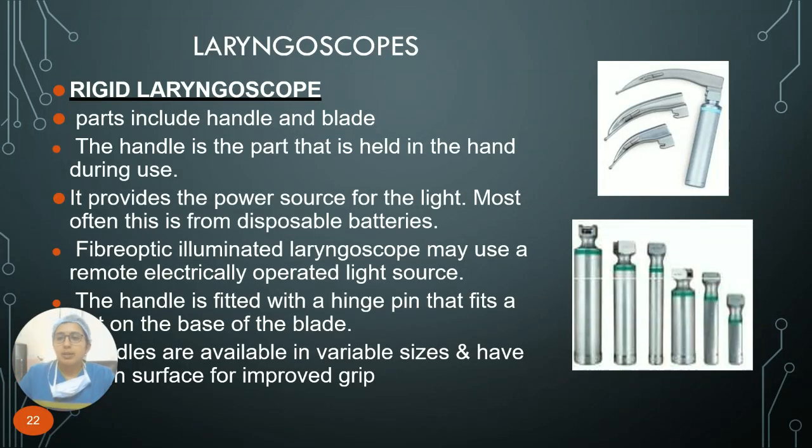Rigid laryngoscope. Parts include the handle and the blade. The handle is the part that is held in the hand during use. It provides the power source for the light. Most often, this is from disposable batteries. A fiber optic illuminated laryngoscope may use a remote electrically operated light source. The handle has a hinge pin that fits the hinge on the base of the blade. Handles are available in various sizes and have a serrated surface for improved grip.